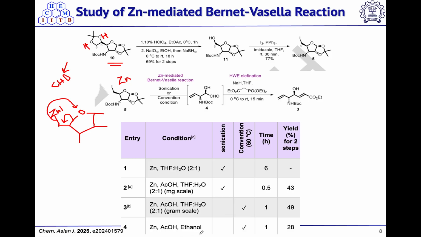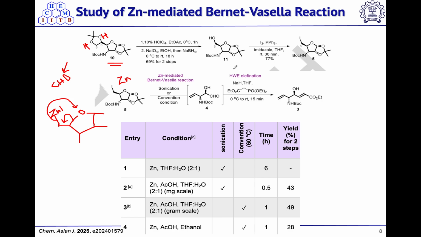So that time they use ethanol also, and 1 hour, 28% yield they are getting. So this is the better step, I guess. I like this. Three is a better condition, right? Anyway, after getting this compound 4, they are doing the HWE olefination reaction.